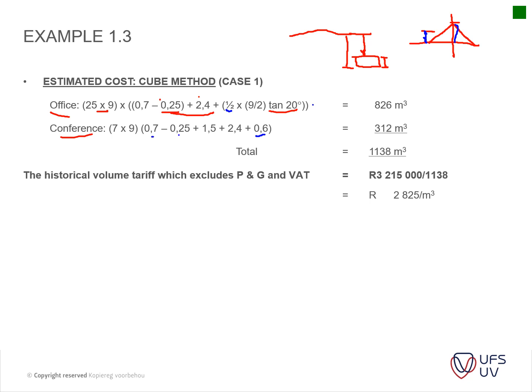and then you've got your 1.5 meters, and then you have your 2.4 of your normal ceiling height of your building, and then you add your 0.6 to that. Okay, so that is how you calculate your volume for the conference center. So, and in your volume for your office building. Okay, so you can see it's a little bit more calculations involved.